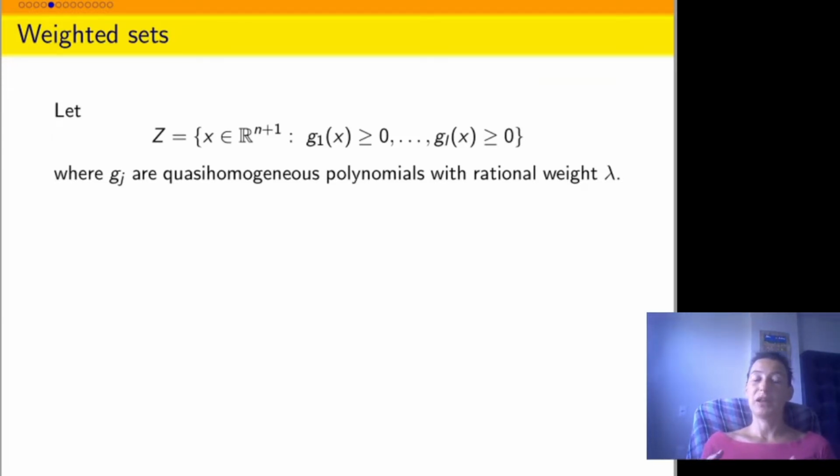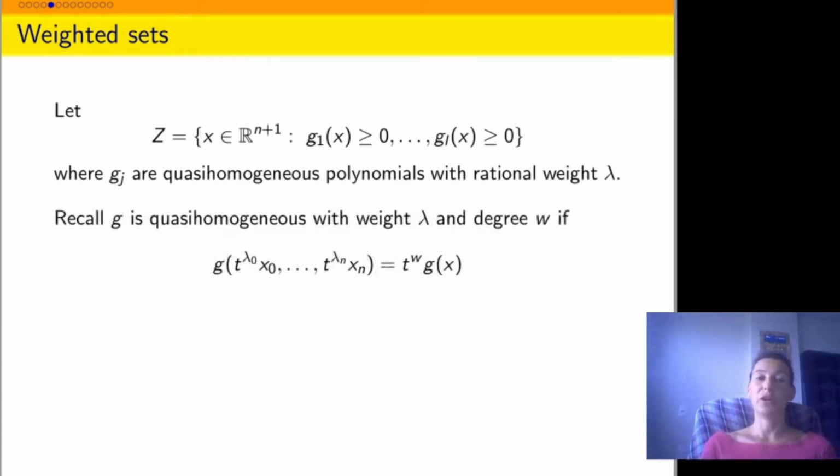So Z is going to be given as inequalities on quasi-homogeneous polynomials with a weight lambda. We will admit rational weights. That doesn't really change a lot if we think just about integer weights. Recall that a polynomial is quasi-homogeneous with weight lambda and degree w if g on points that we have acted by t to lambda, each coordinate is t to lambda i, the coordinate of lambda, multiplied by xi.